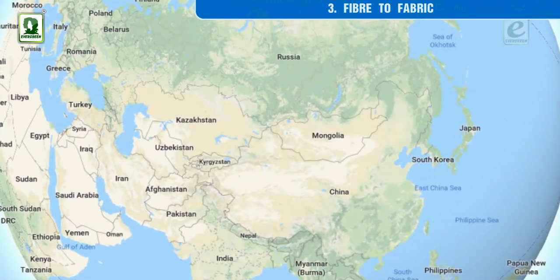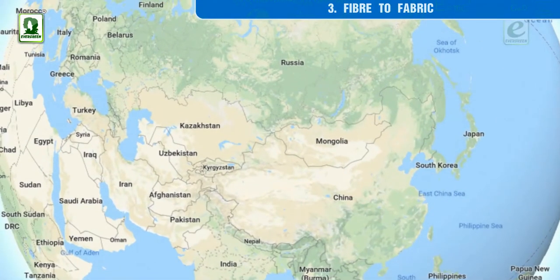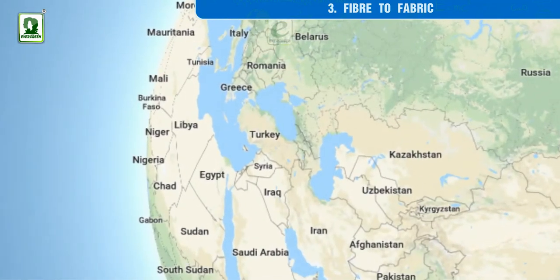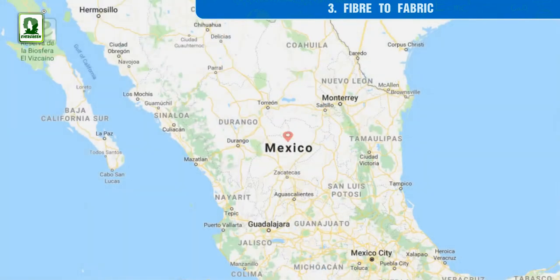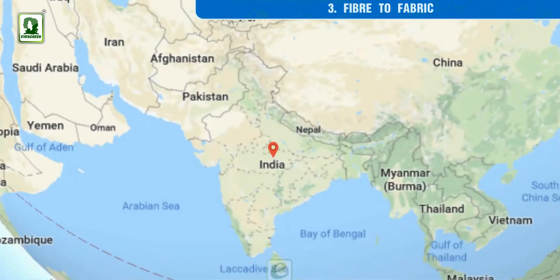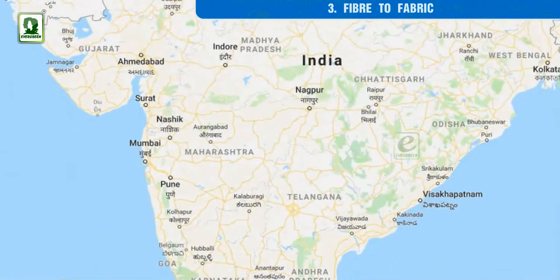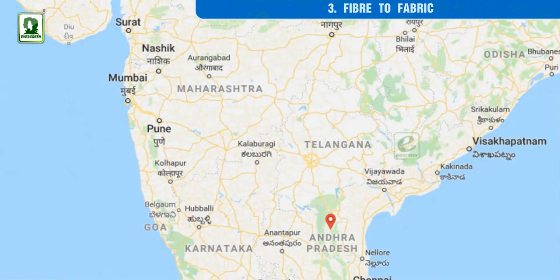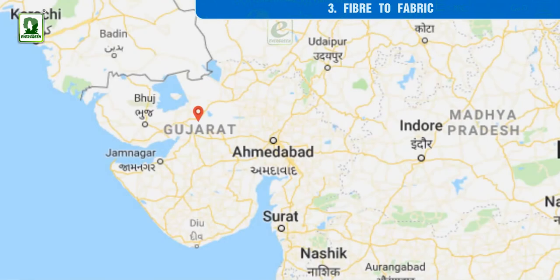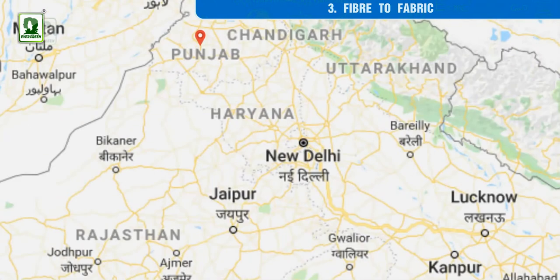Cotton is grown in abundance in China, parts of USA, Brazil, Egypt, Mexico, Sudan, Turkey, and India. In India, it is grown in Andhra Pradesh, Maharashtra, Haryana, Gujarat, and Punjab.